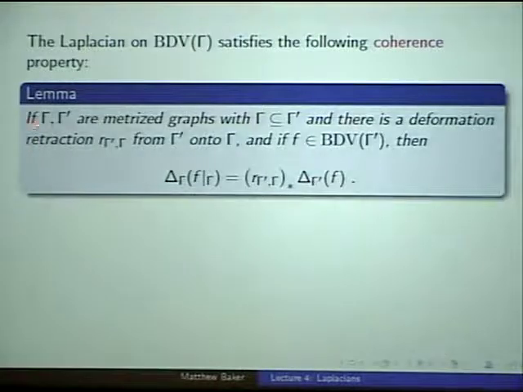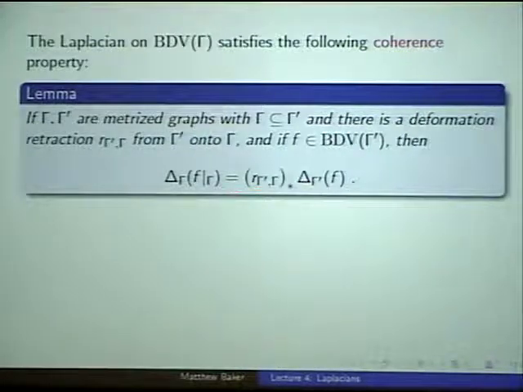If gamma and gamma prime are metrized graphs with gamma contained in gamma prime, and I think of gamma prime as just adding tree-like parts to gamma, so there's some kind of deformation retraction from the bigger graph onto the smaller graph. So this would be automatic if you have just one real tree contained in another. And if f is in this nice class of functions on gamma prime, then you have this formula.